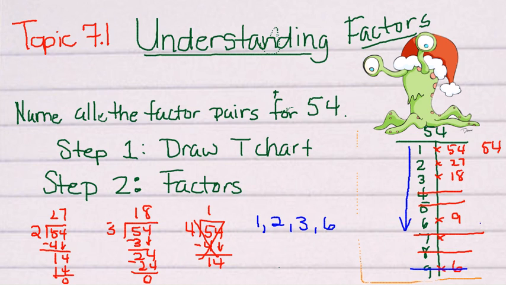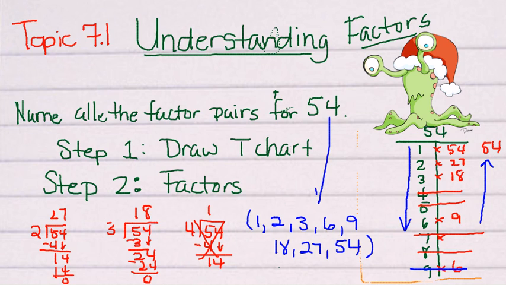Now we're going to go back up this side. So we're going to list 9, oh I'm running out of room here, 18, 27, 54. And those are all the factors of 54. A lot of them, huh? I bet you didn't know about 2 and 3. So you got to do that division in order to make sure you have all of the factors listed.